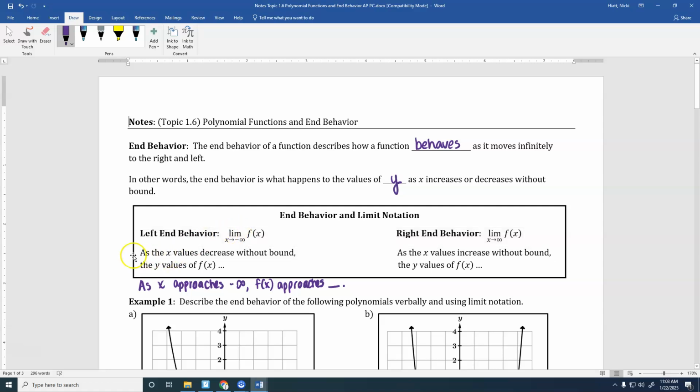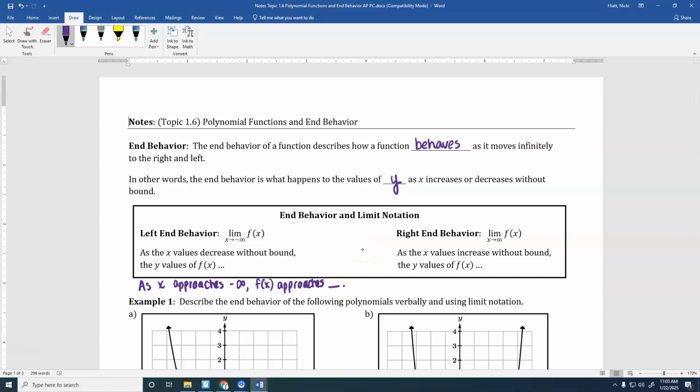So this is just telling you to look at what's happening to the y values on the left side of the graph. Rather than saying as x approaches negative infinity, f of x approaches blank, the phrases you'll see them use more often in the AP Precal is as the x values decrease without bound, the y values of f of x, and then you would say increase without bound or decrease without bound. Now, approach negative infinity means that you're decreasing without bound, right? So it's just a different way to word the same thing.